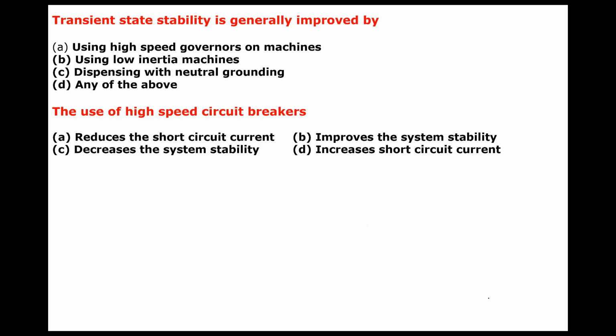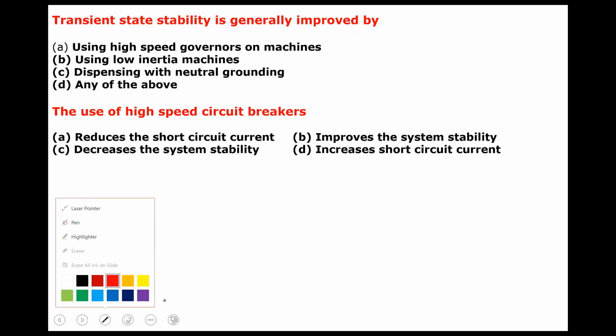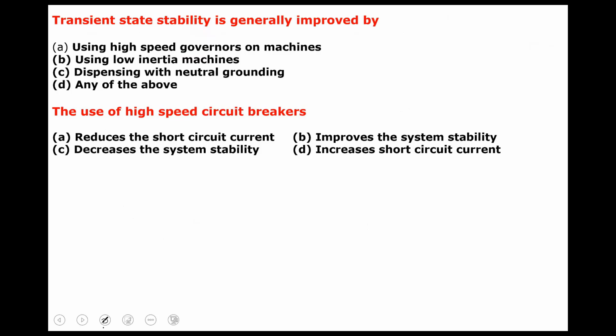Transient stability is generally improved by... out of 4, which is the right option? High speed governance on machines. Yeah, using high speed governance systems. If your speed governance system acts faster, then it will adjust the shaft input according to the load fluctuations. So a fast acting speed governor system will improve transient stability.